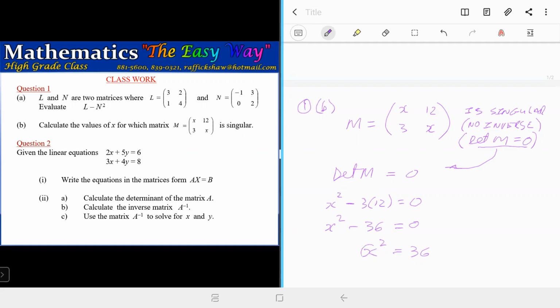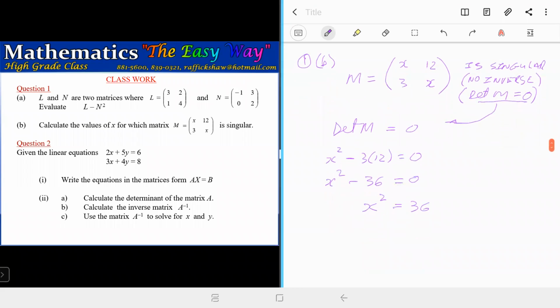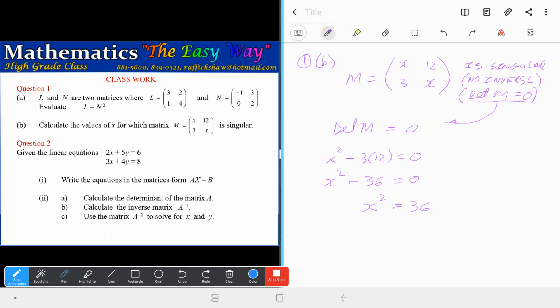Then to leave x as the subject, we need to get rid of the square. The inverse of square is the square root. So we're going to have to square root both sides. But when we square root both sides, we have to consider that it can be plus or minus. And what can help us to know is that the question said values. So it means that it is more than one value. All right? So that again is important.